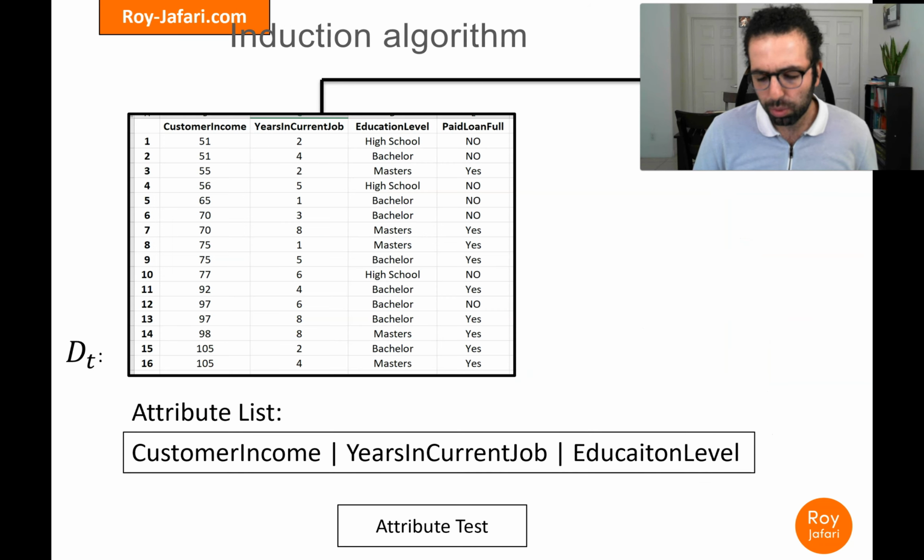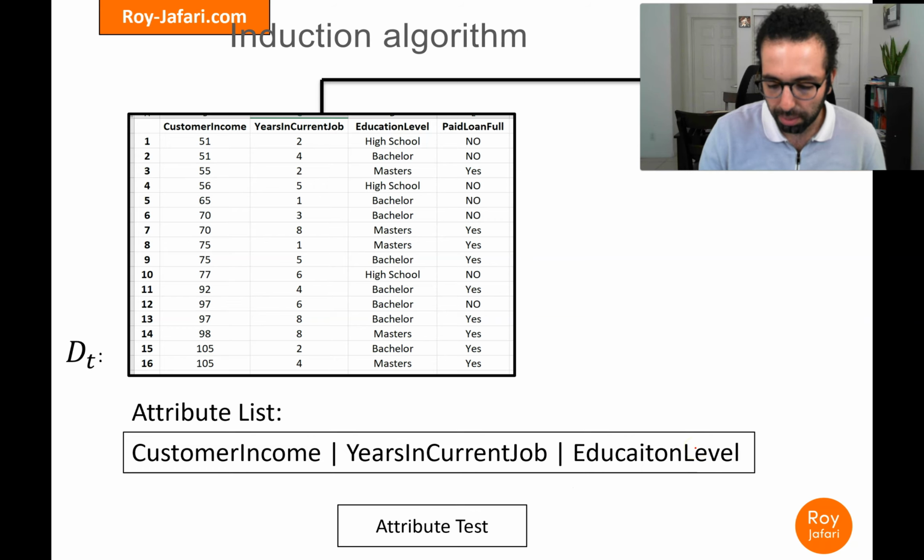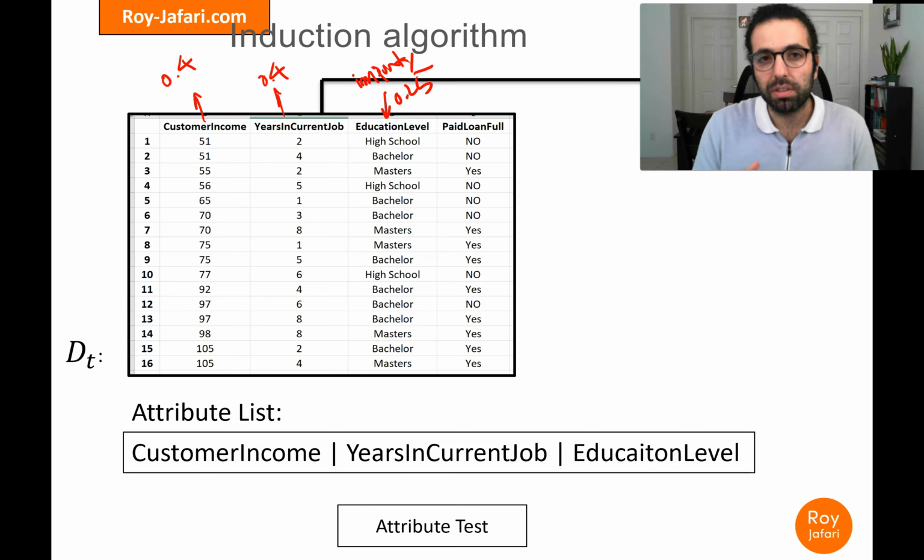So how did we use purity or impurity? Do you remember when we were doing attribute tests? We would check if we were to split the data by the education level, what would be our impurity? Do you remember? It was 0.25. If we were to do it with years in current job, what would be our impurity level? It would be 0.4 or something. So this is what we did when our task was classification.